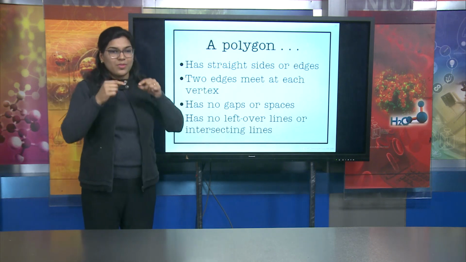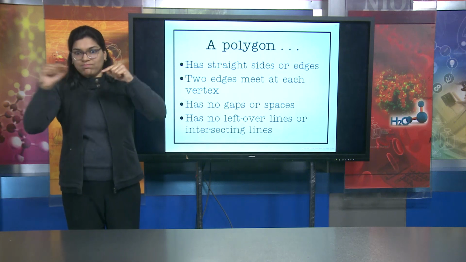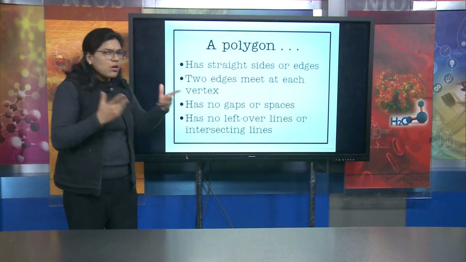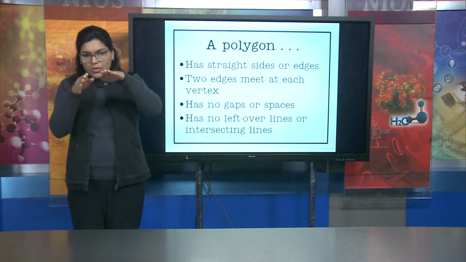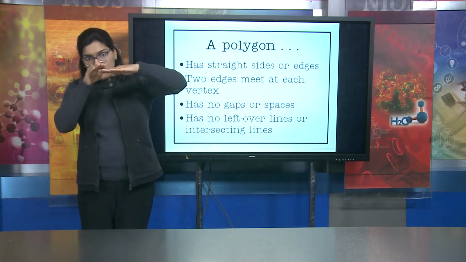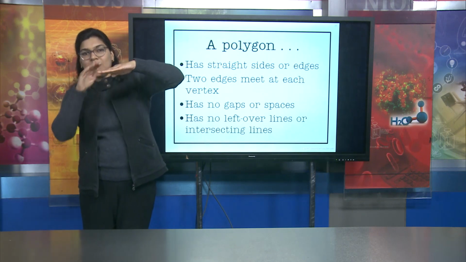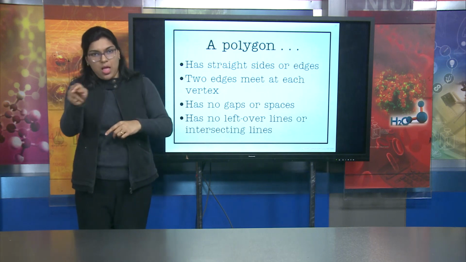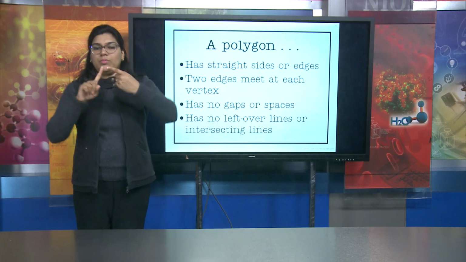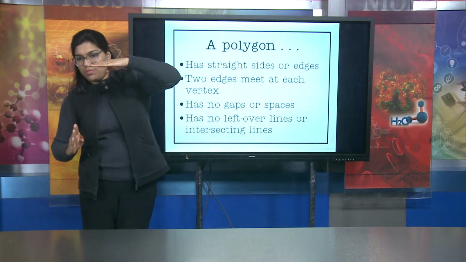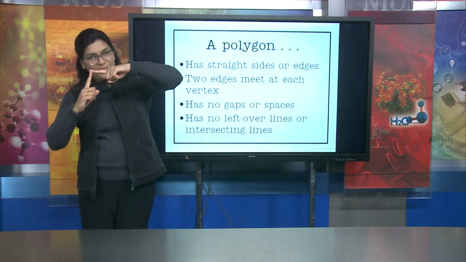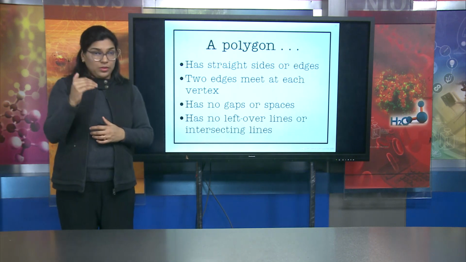Now the second feature says two edges. It means two lines. Now see the word vertex. When two lines join together and they make some angle like this, when two lines combine together, that point is known as vertex. So that combining point, or you can say the angle shaped point, is known as vertex.